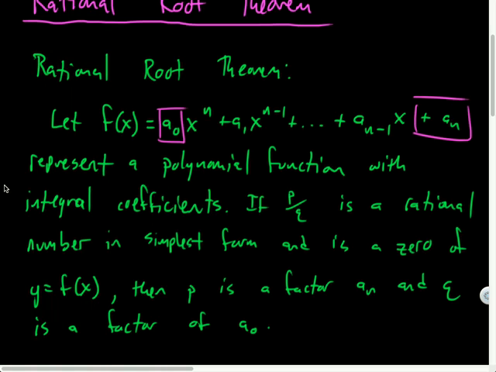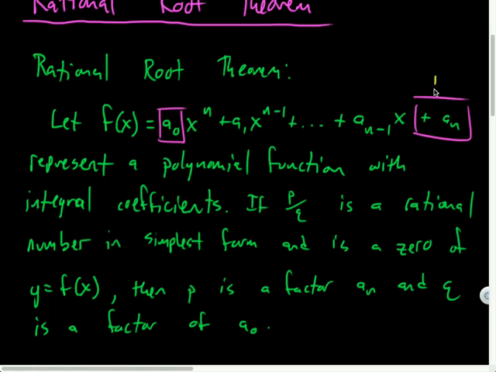It says represent a polynomial function with integral coefficients. What I mean by integral is they are integers, right? Kind of like whole numbers, but they include the negatives. So it says if p over q is a rational number, meaning it's a number that can be written as a fraction, in simplest form, and is a zero of y equals f of x, so let's say this happens to be one of my x-intercepts, whatever p over q is, it says these two things. Then p is a factor of a sub n, and q is a factor of a sub 0.